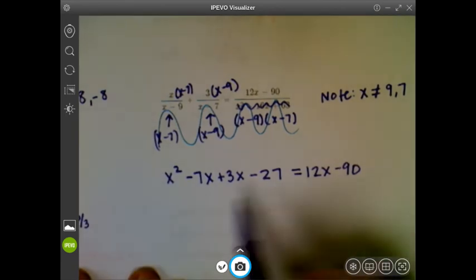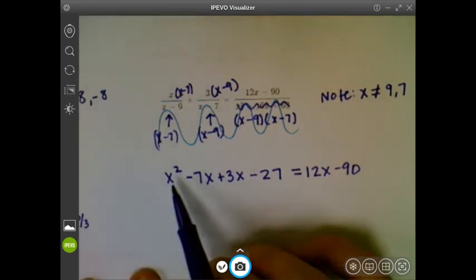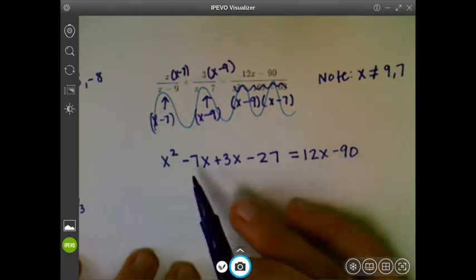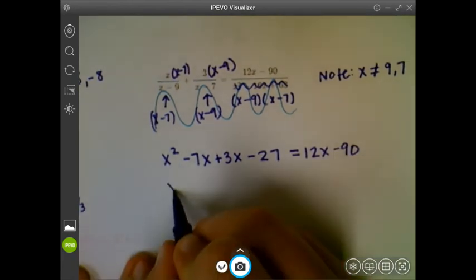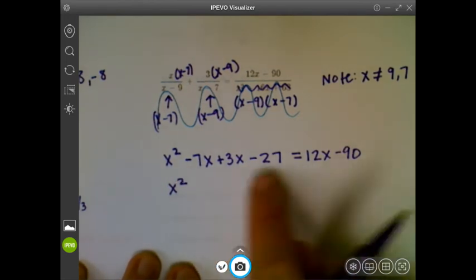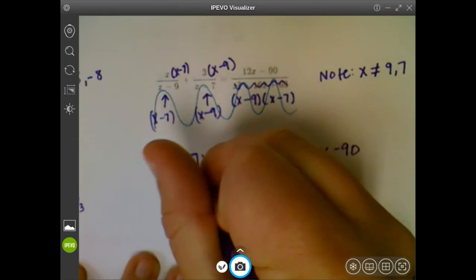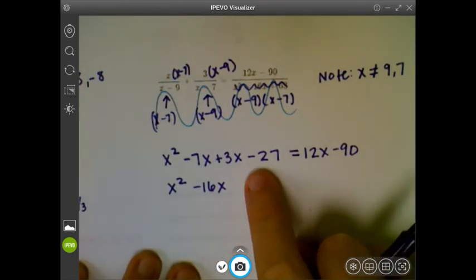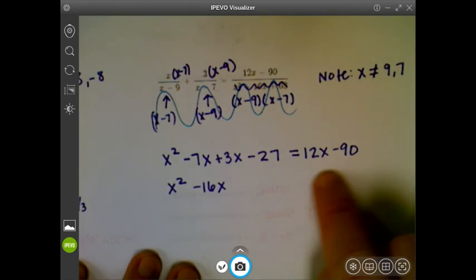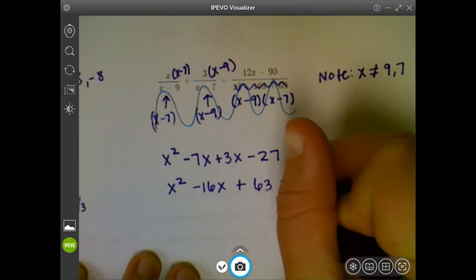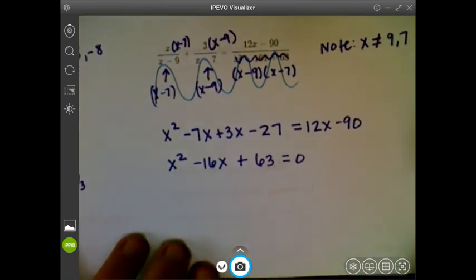All right, I'm going to solve this equation. Because there's an x squared, I'm going to either have to factor or use the quadratic formula. So I'm going to move everything over and set it equal to 0. So we'll have x squared minus 4x and then minus 12x, so minus 16x. And negative 27, and then we'll add the 90. So that'll be a positive 63 equal to 0.